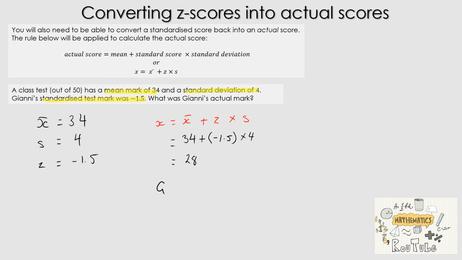So that means that Gianni's actual mark was 28. We've now converted from a z-score into an actual score, which, like I said before, you'll need to know how to do both. So calculate the z-score, then once you have the z-score, work your way back to calculate what the actual mark was.